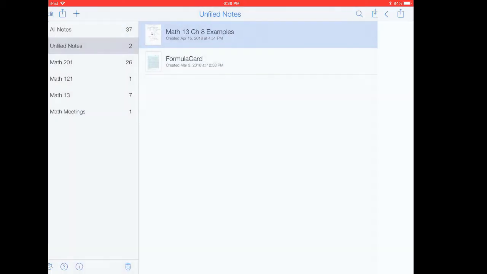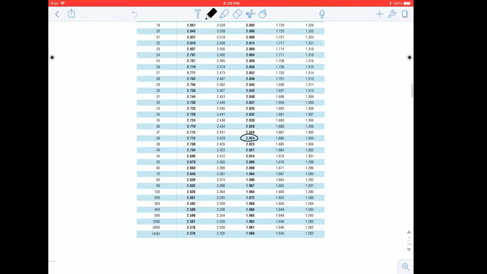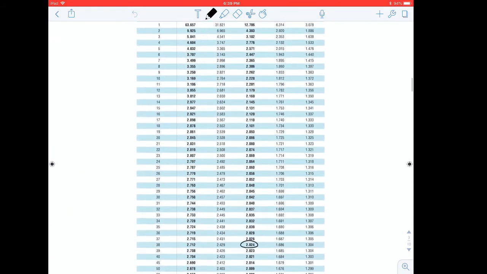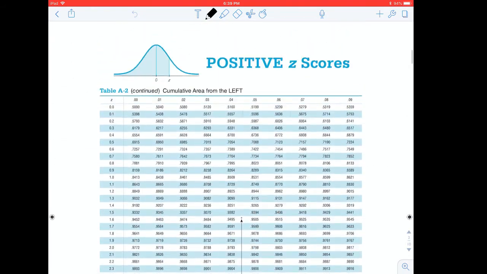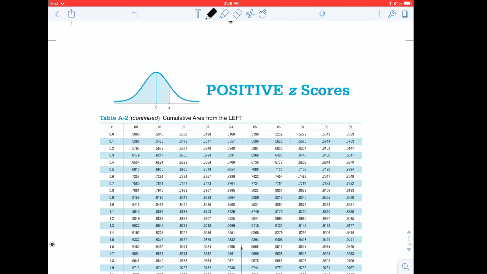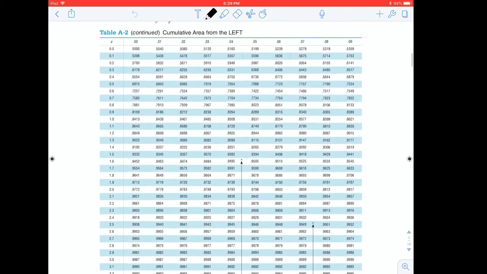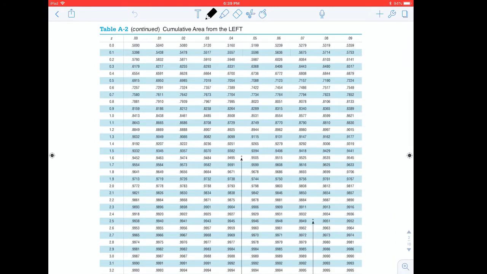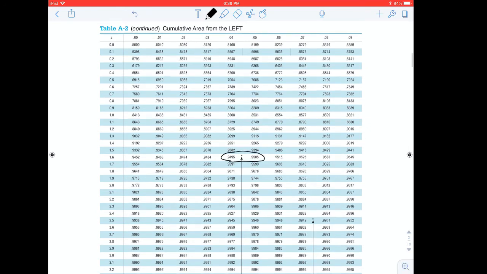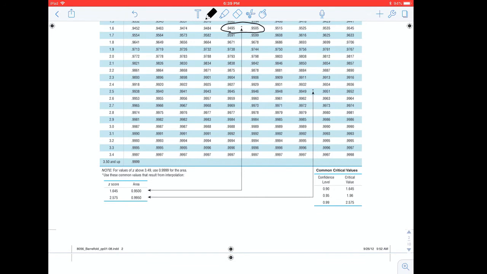So let's go to the table and go over to, there it is, the positive z-scores. And then you search for 0.95. There's actually a tie right here between these two. And if you follow the little arrow, it says if you were looking for 0.95, then the critical value to use is 1.645.